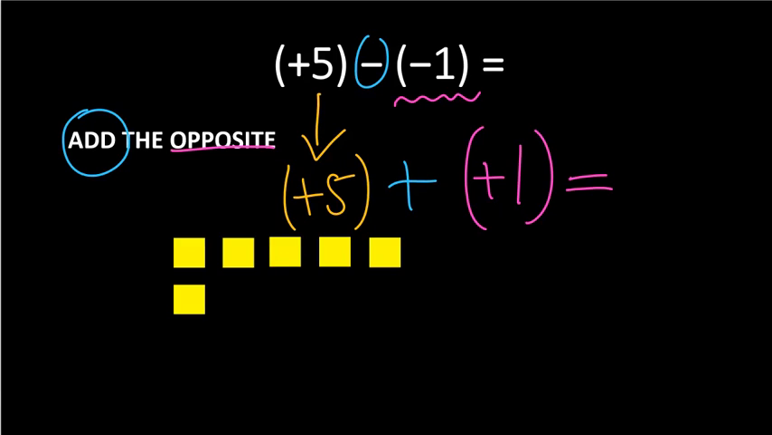Now, since we are adding, we're just simply going to count how many tiles we have all together. So we have 1, 2, 3, 4, 5, and 6. We have 6 tiles. So let's write down 6. And we have 6 yellow tiles. Yellow means positive. So let's add a positive sign in front of the 6. So positive 5 plus positive 1 is positive 6. And positive 5 minus negative 1 is also positive 6.